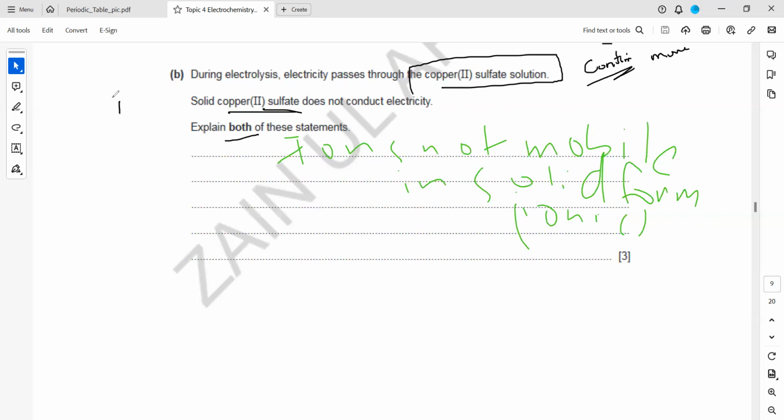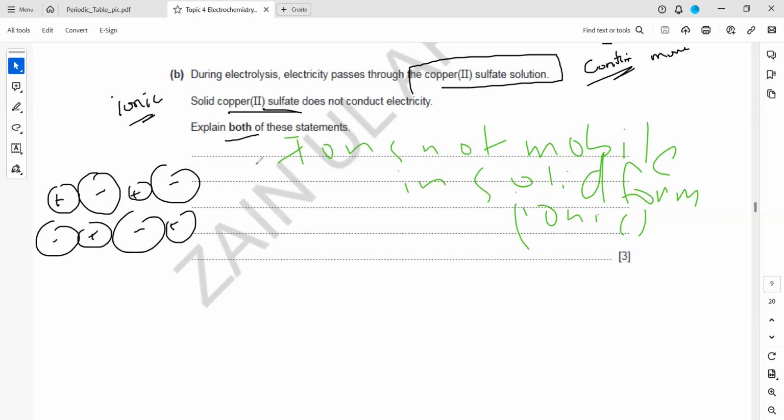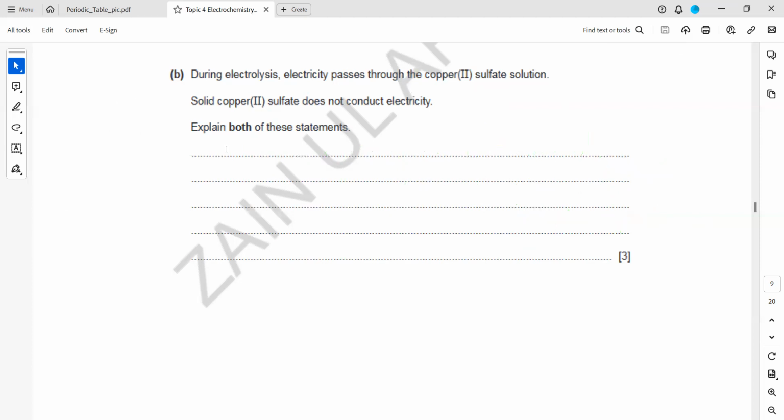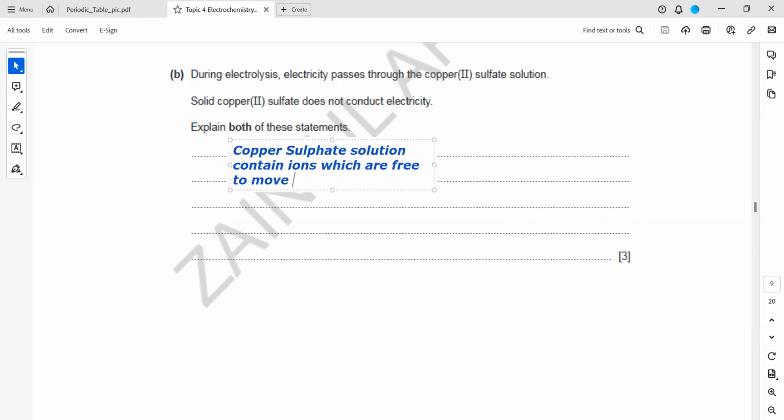Because the solid copper 2 sulfate is an ionic compound, and the structure of the ionic compound contains a lattice of oppositely charged ions. So the ions are not free to move. So the points you will mention: the copper 2 sulfate solution contains ions which are free to move, and they move when the electricity passes through it.